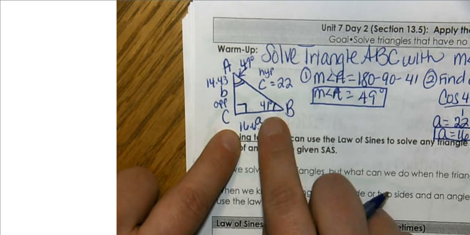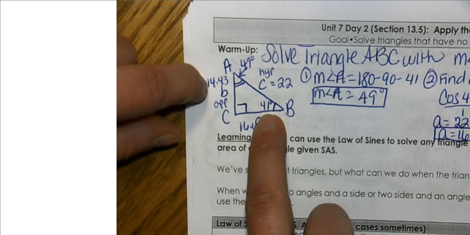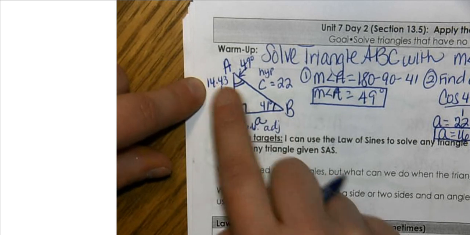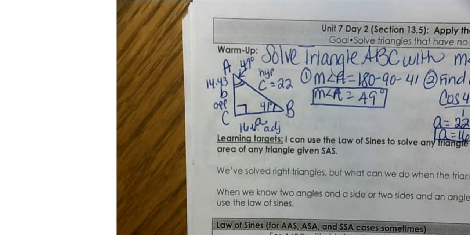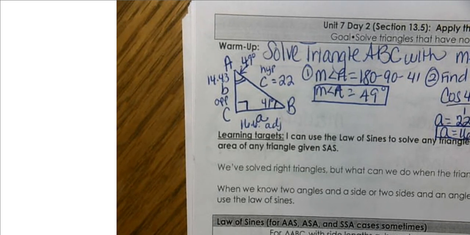And then our smallest angle is always across from the shortest side. So 14.43 was our shortest side, and it is opposite of our smallest angle. This is a relationship that I want you to know and feel comfortable and familiar with, because we are going to be using that relationship as we are solving triangles that are not necessarily right triangles.